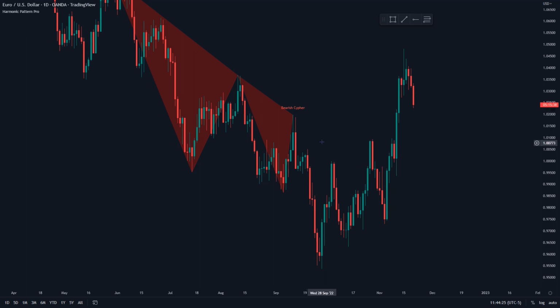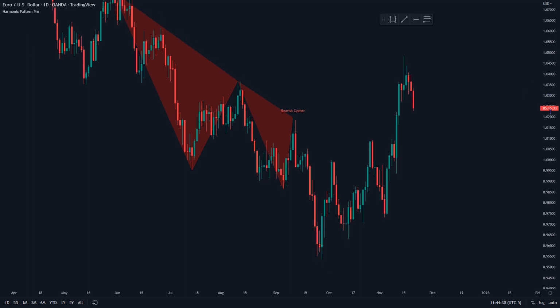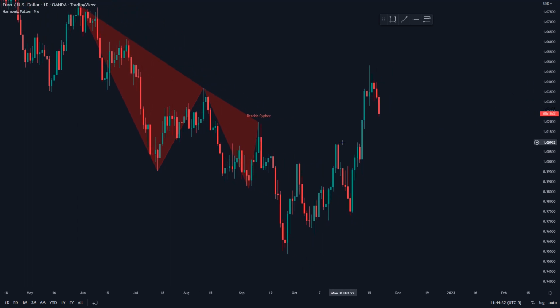And so there's a few ways to look at some of these. For instance, this bearish Cypher pattern. For one, if this pattern is going to work out, you're going to at least see this low taken out. Whatever the most recent low is, in this sense a bearish pattern, you're going to see it taken out if it's going to actually play out. And then of course the opposite is true for a bullish. The most recent high should be taken out.